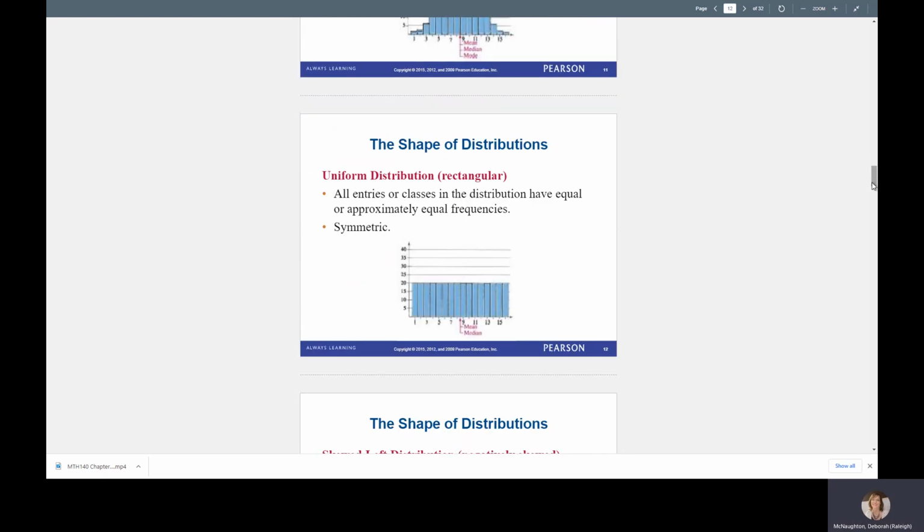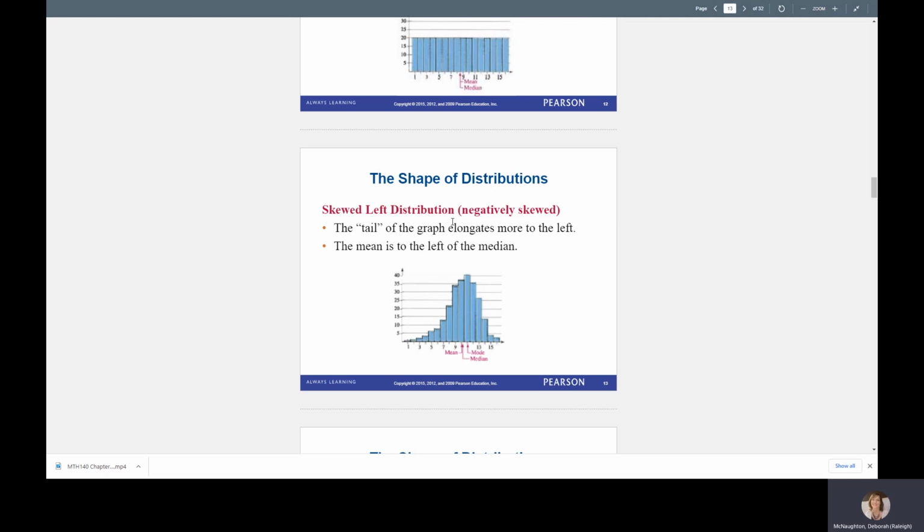A uniform distribution means that all of the classes have equal or approximately equal frequencies. The only time you really see this type of distribution used is for deliveries. If you're looking at deliveries of a UPS driver, every interval of time, it's equally likely that that's when your delivery will be made. They usually make a certain number of deliveries an hour, every day. It's pretty uniform. So that's called a uniform distribution.